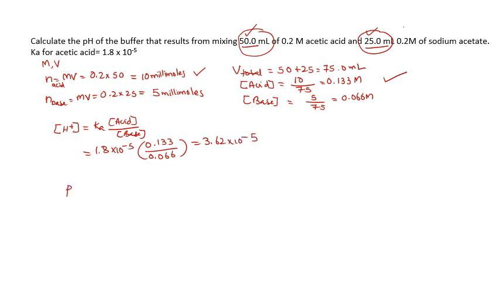And now we can, as usual, find the pH, which is negative log hydrogen ion concentration, that will equal 4.4, and that makes sense because this is acetic acid, a weak acid, pH is 4.4, so this is an acidic buffer.